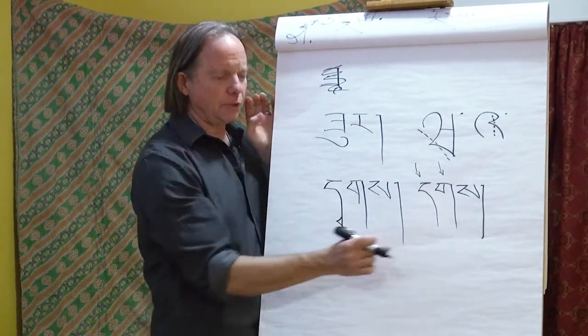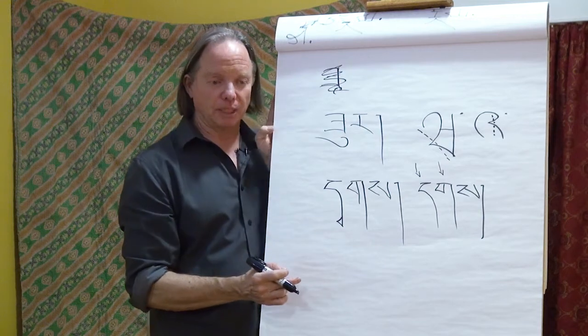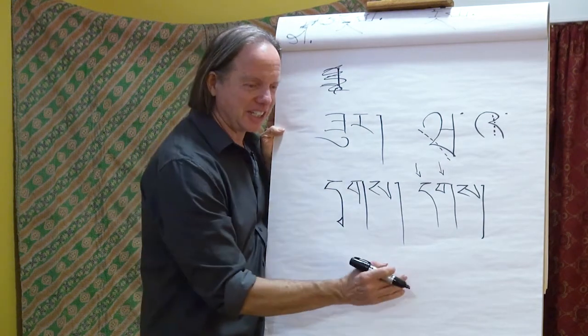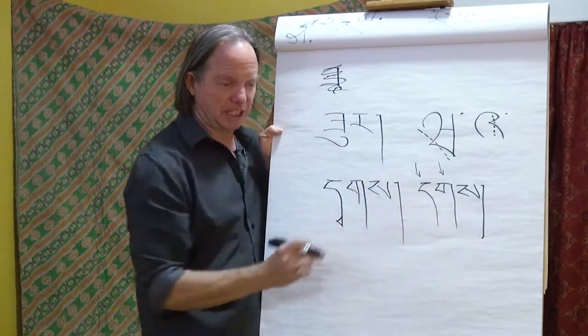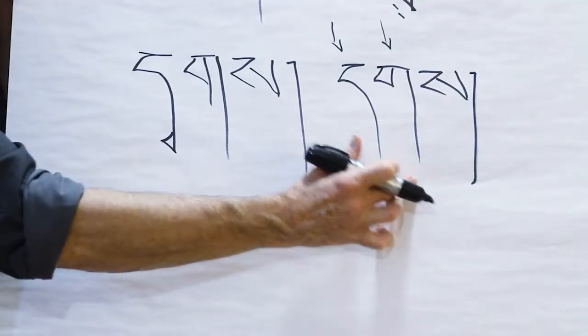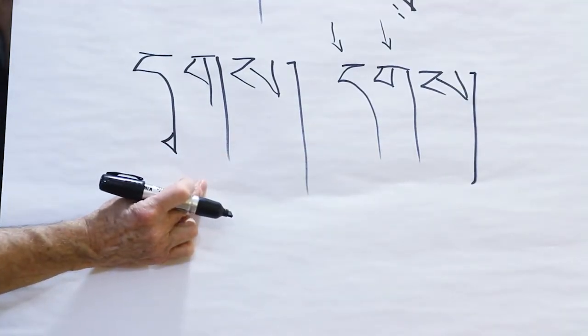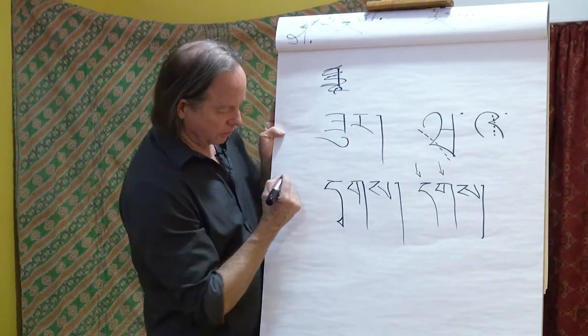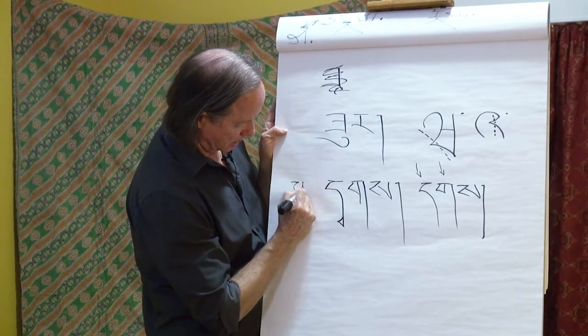main letter. If you have a choice, you take the middle one. Okay, so here we have a choice. We'll take the middle one. Gay. This is gay. This is tag. Tag. So you can form a word like this.